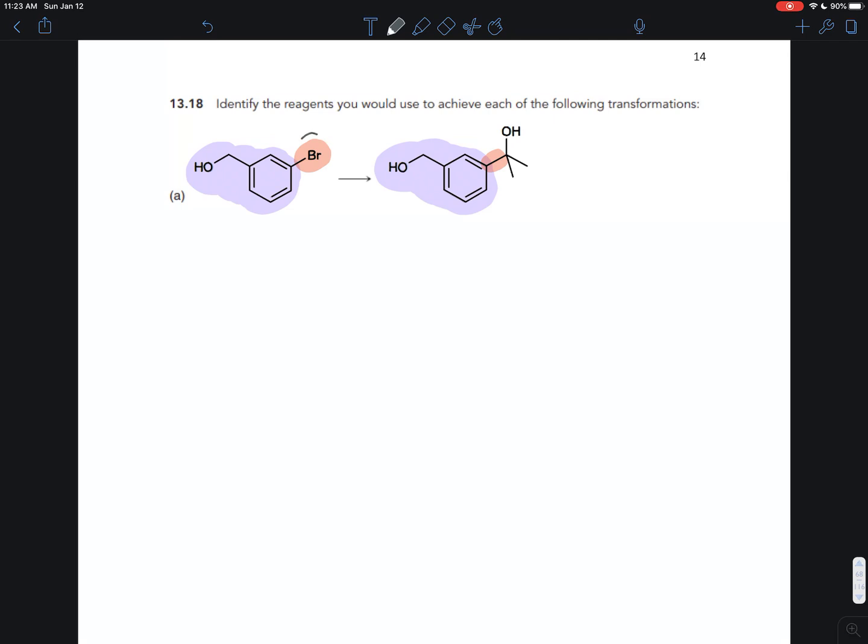The part that was different had a bromine to begin with, and to end with, it had a new carbon-to-carbon bond. Now, both of those features suggested a Grignard reagent. So we know from that we're going to have to do a Grignard reagent here.